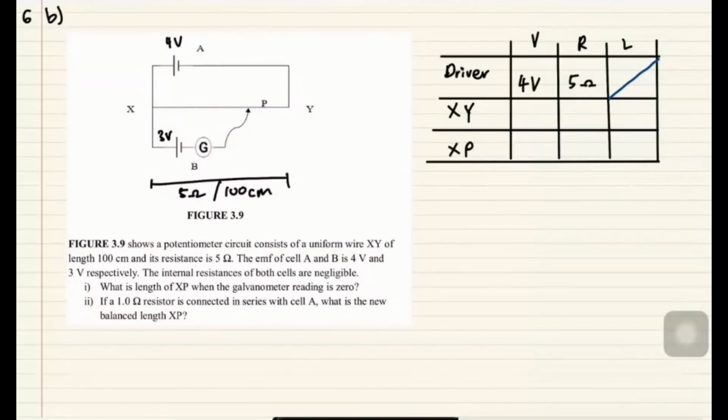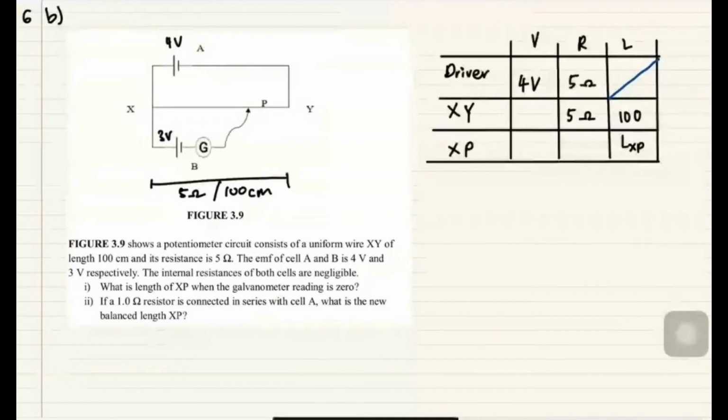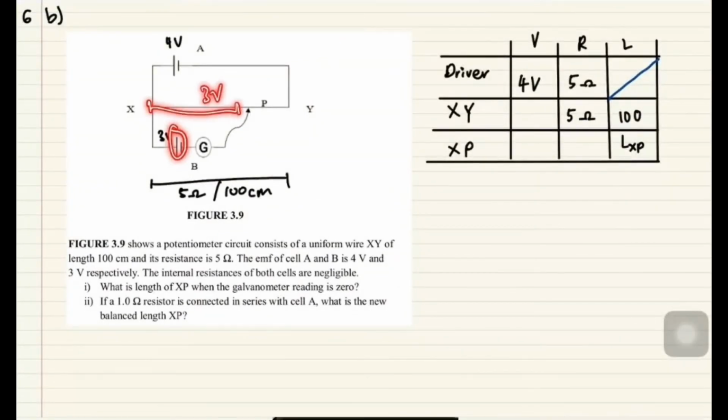So we don't have the voltage of XY yet. The resistance of XY happens to be the same because there is no other resistor. Ignore that. And the length of XY is 100 cm. You can use cm and find the answer in cm too. Then we want to find the length XP, LXP. VXP you actually have, because it says this is 3, so yours here is also 3 volts. Only then does the galvanometer reading become 0, so the potentials are equal.